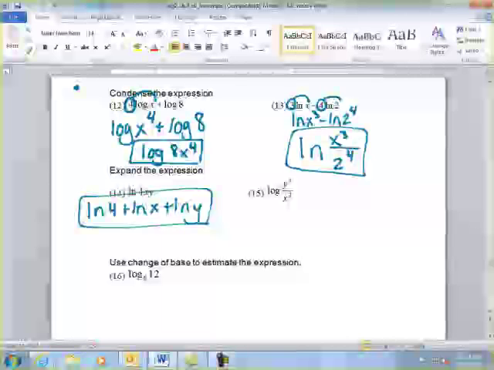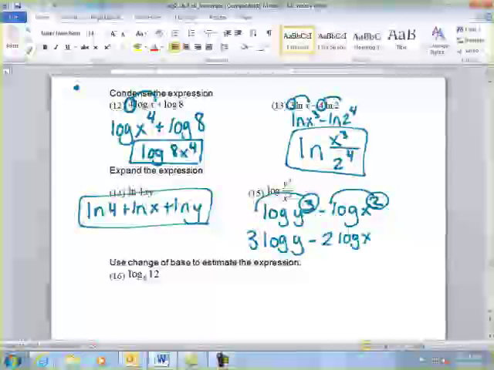Number 15, what kind of math is happening inside of the log? Division. How does division separate? Subtraction. So I'm going to subtract the first one minus the second one. It's not totally done yet, though. It's done when there are plain numbers or letters inside. We got to get rid of those exponents by dropping them. So we have 3 logs of y minus 2 logs of x.